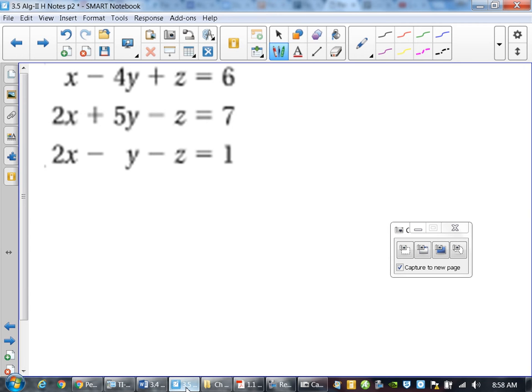The reason the z is going to be easier to eliminate is because notice two of them are negative and one of them is positive. So I'm going to take this top equation and add it to the second one, and then I'll add it to the bottom one. By doing that, I will eliminate z. Pretty straightforward? Yeah. Okay. It's almost too straightforward.